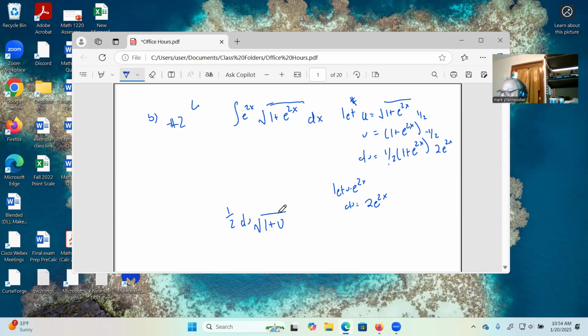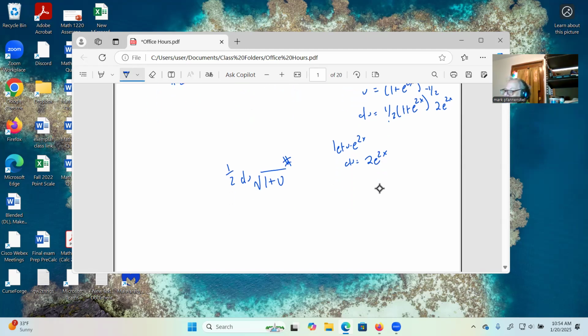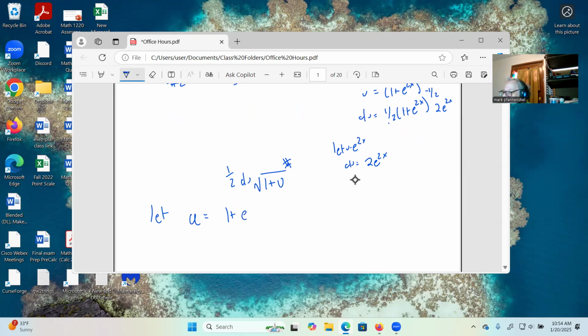We don't have a power rule, we don't have anything for this, and I can't separate them out or anything like that. So that's also not the best trail. Why don't we go with the one last remaining thing, the thing inside the square root? We'll say let u equal 1 plus e to the 2x, and du is equal to 2e to the 2x.